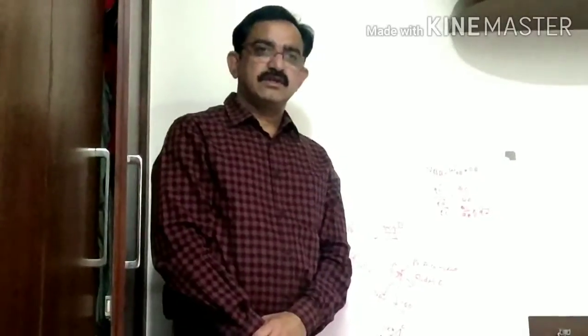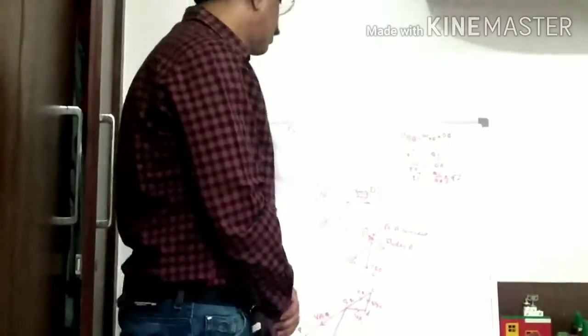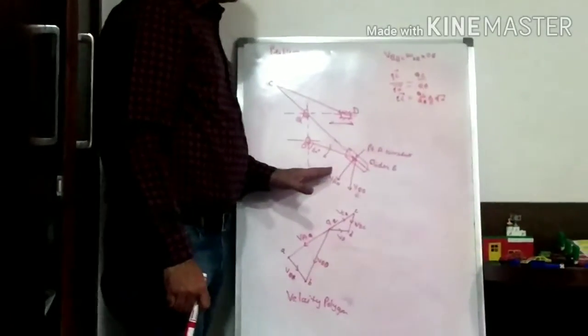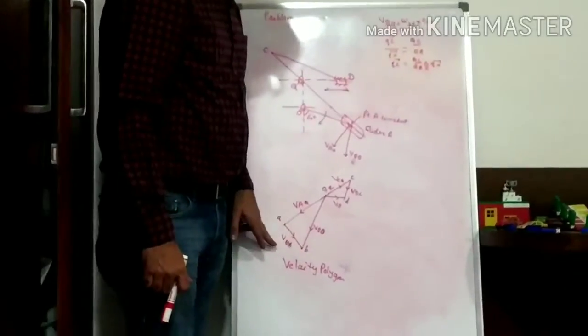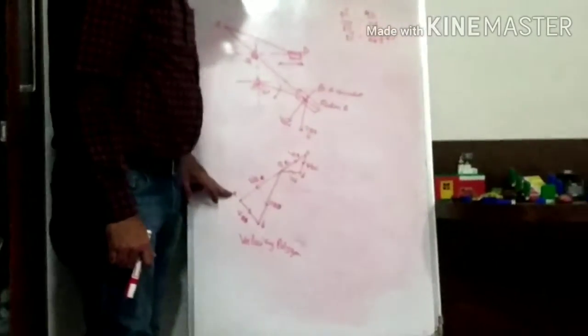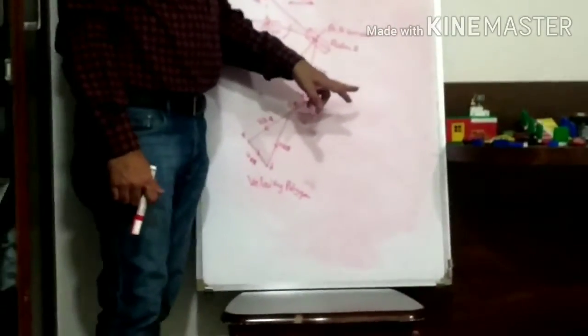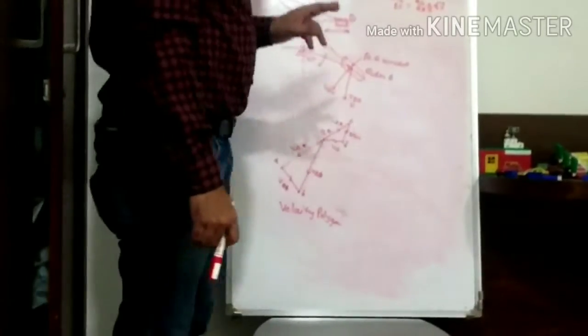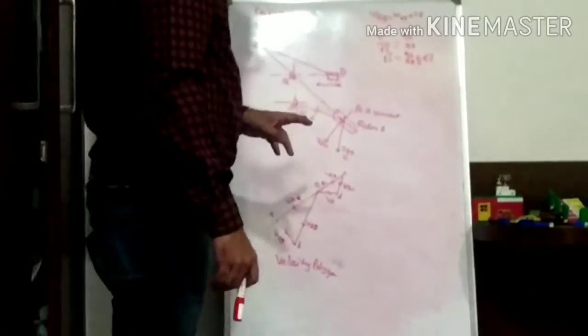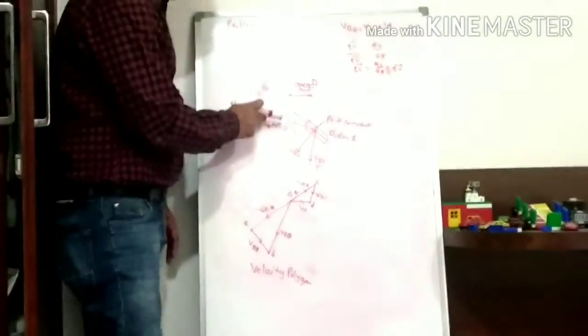Okay, in the last session, we'll see how to draw the acceleration polygon for this particular mechanism. Already in the last session, what we will learn? How to draw this velocity polygon. And in the last session, a very important thing is the Coriolis component of acceleration. Now, here we will start this acceleration polygon from the link OB.